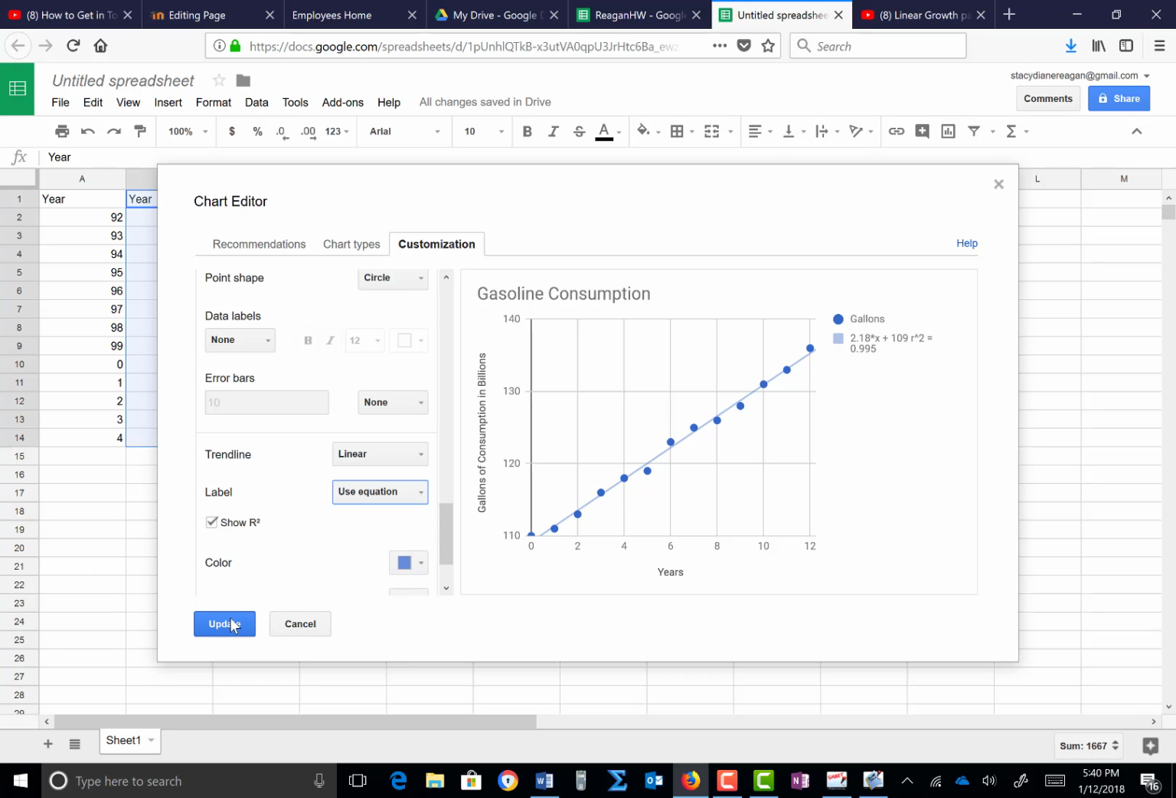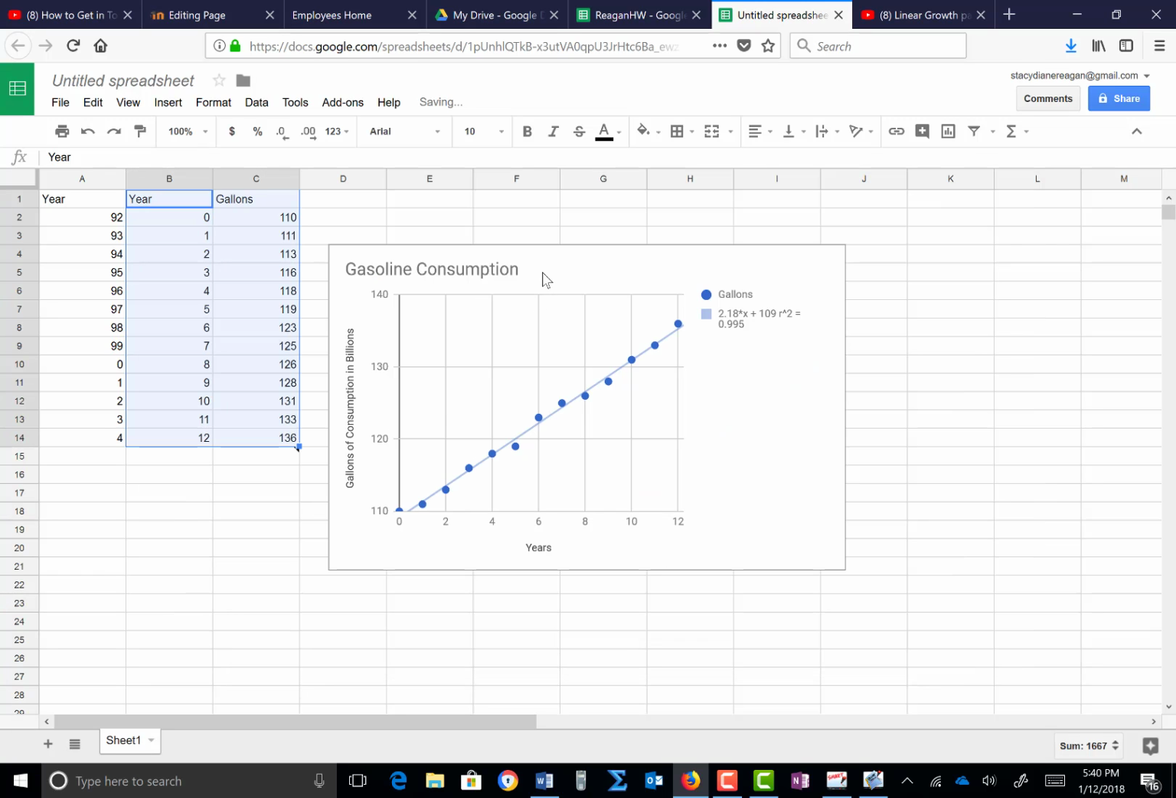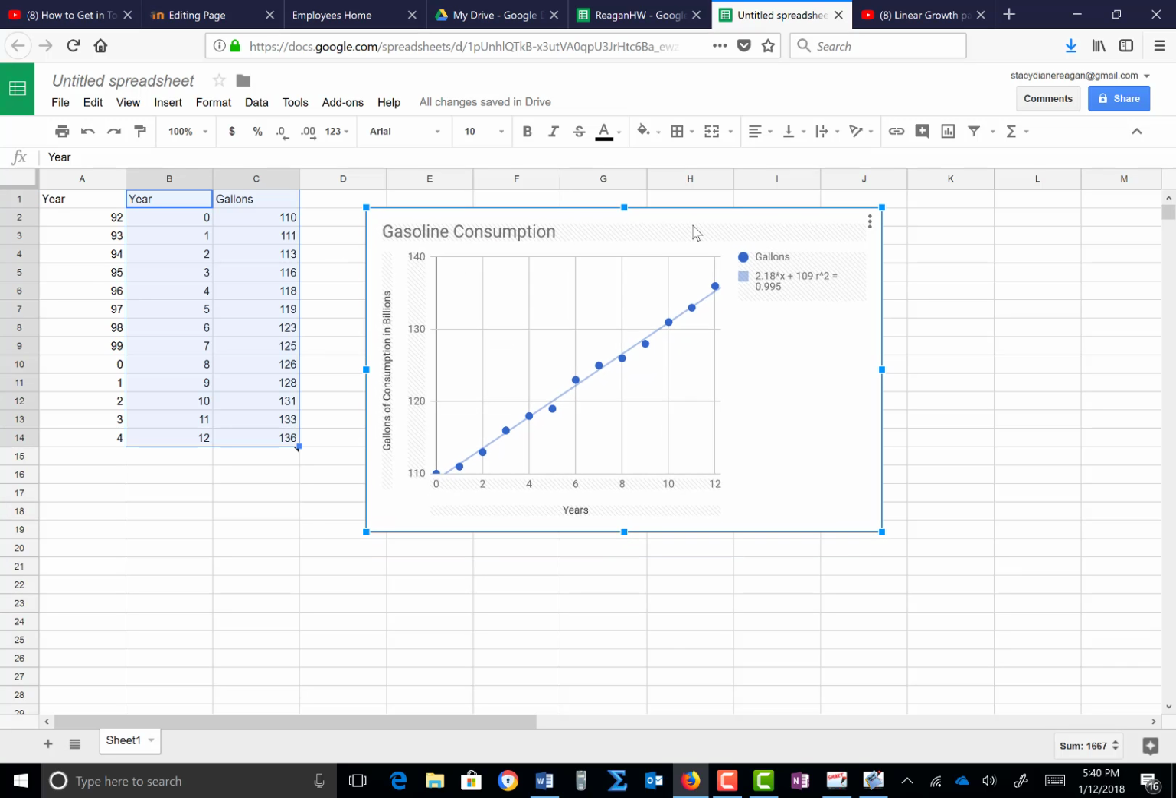So I'm going to hit update, put my nice little chart there. I'll click on it and move it over just a little bit so we can see it a little bit better. And I'm going to go down here and say y equals, and remind myself what my equation is in case I'm asked. So there's my equation. If your instructor asks you what's the prediction equation, that's what you would have.